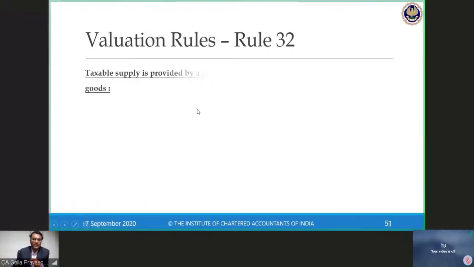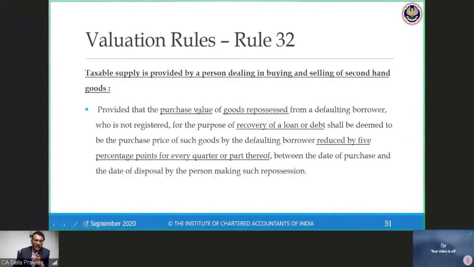Continuation to Rule 32. Second-hand goods. Where the purchase value of goods repossessed from a defaulting borrower who is not registered, for the purpose of recovery of a loan or a debt, shall be deemed to be the purchase value of such goods by the defaulting borrower, reduced by 5 percentage points for every quarter or part thereof.